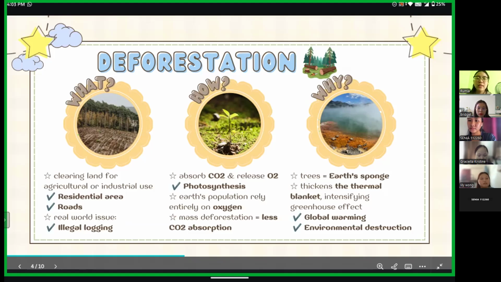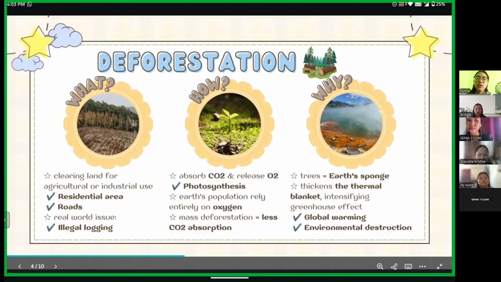We as humans that live on the earth need oxygen gas, which is essential for us to live and to grow or to thrive. And most of the Earth's population rely entirely on oxygen so they can function.